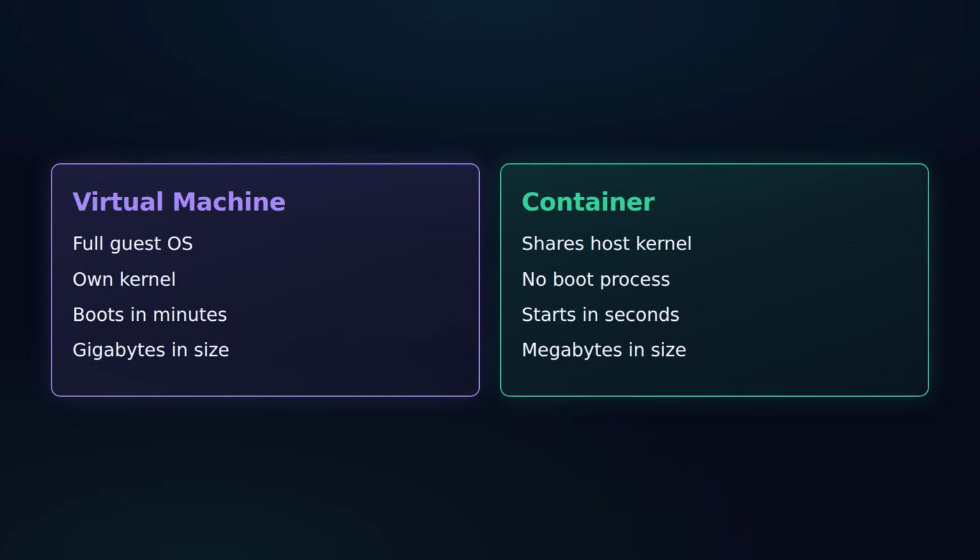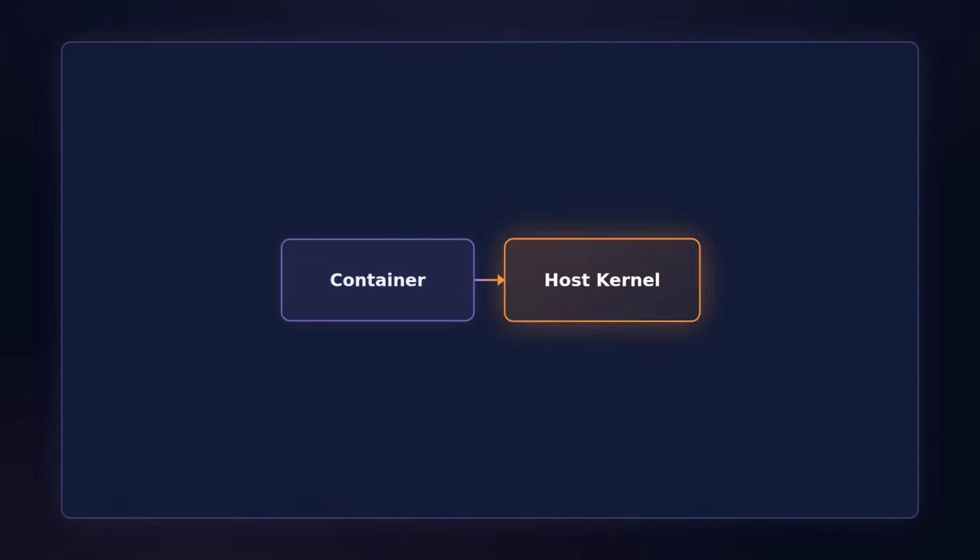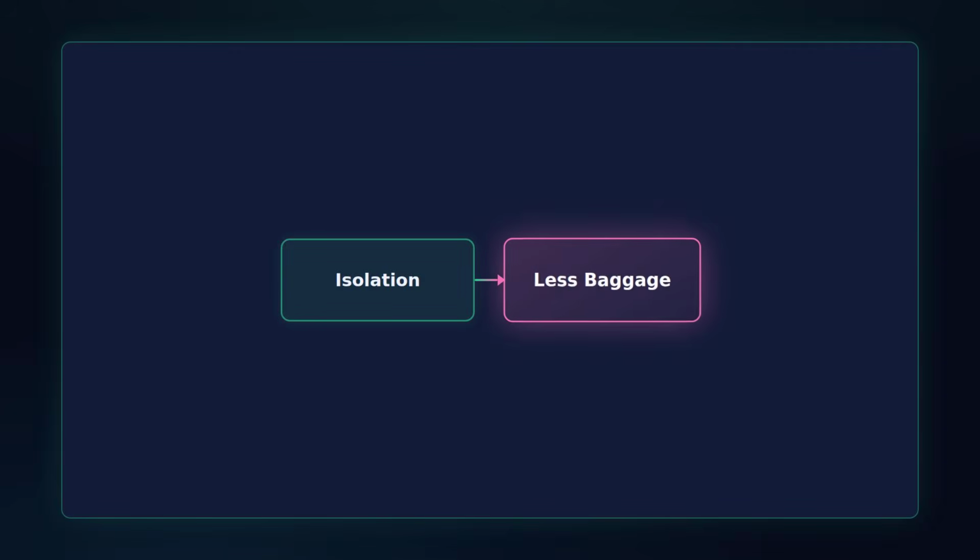A virtual machine packs a whole fake computer inside itself, its own kernel, its own boot process. A container skips that entirely. It borrows the host machine's kernel instead of dragging its own. That's why it starts in seconds, not minutes, and weighs megabytes, not gigabytes. Same isolation, dramatically less baggage.